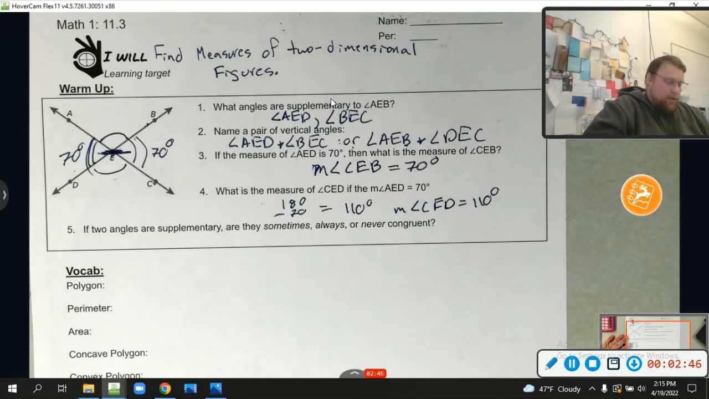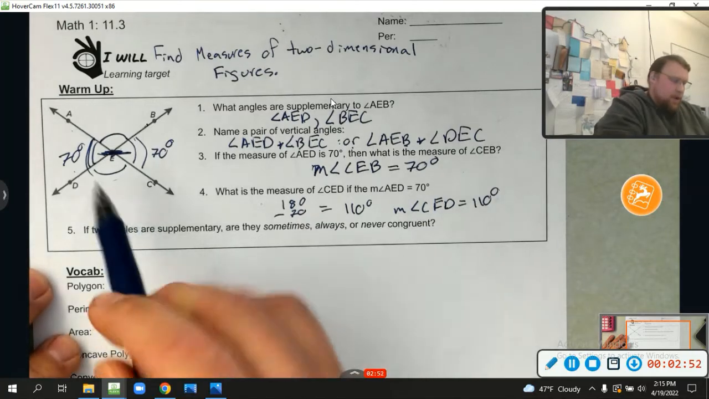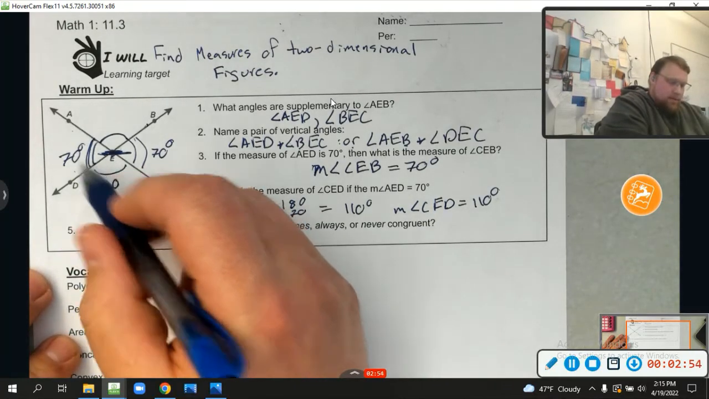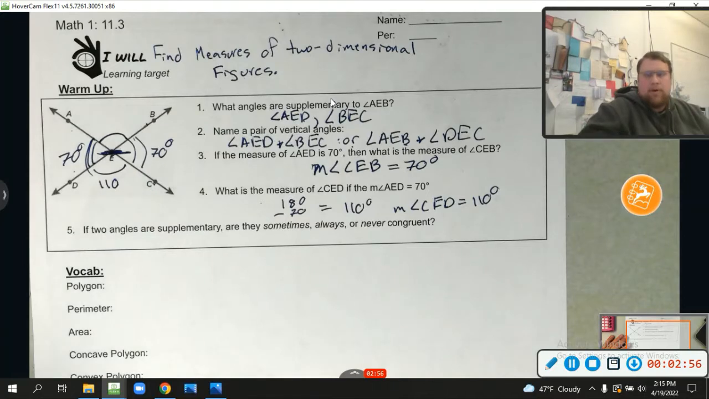If two angles are supplementary, are they sometimes, always, or never congruent? Well, they're not always congruent. We see that right now. We have two angles. This one's 110, that one's 70. They're supplementary, but they're not congruent. However, what if they both equaled 90 degrees? 90 plus 90 is 180. So that's the one case they would be the same.